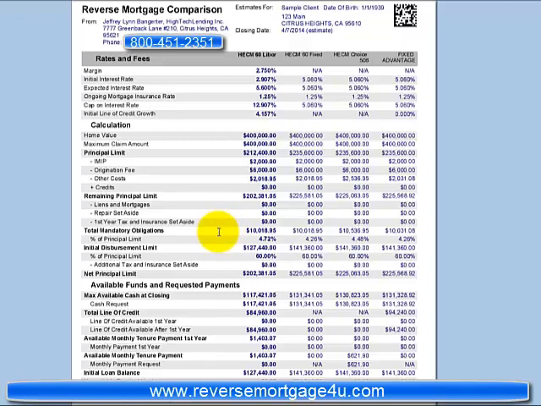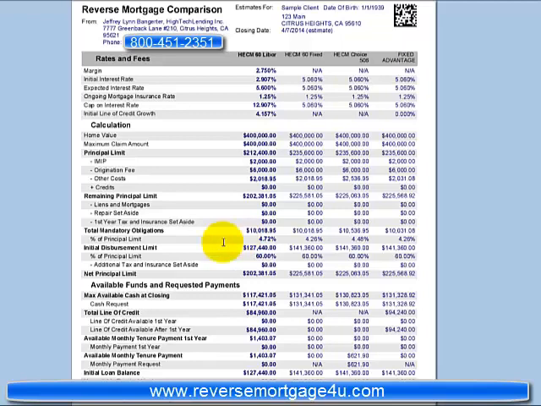So total mandatory obligations, this is some new terminology in the reverse mortgage world. This is the total of all of these fees and any mortgage and repair set-asides and taxes and insurance set-aside. In this case it's just the startup fees that I'm showing, so $10,018. And that is 4.72% of your principal limit. So that kind of gives you an idea of the origination cost for everything, including the FHA insurance, is about 4.72% in this example.